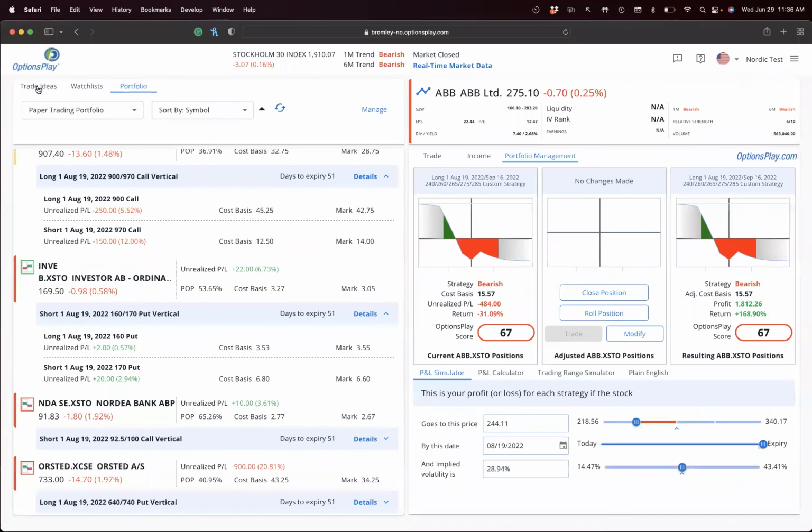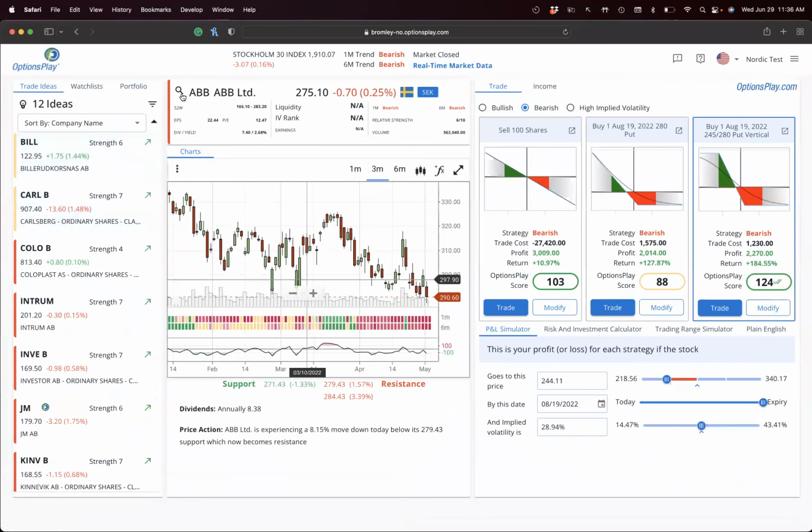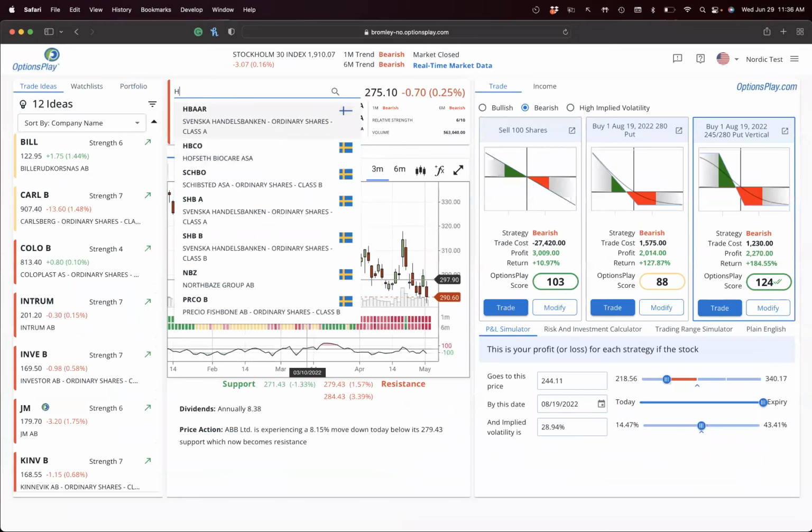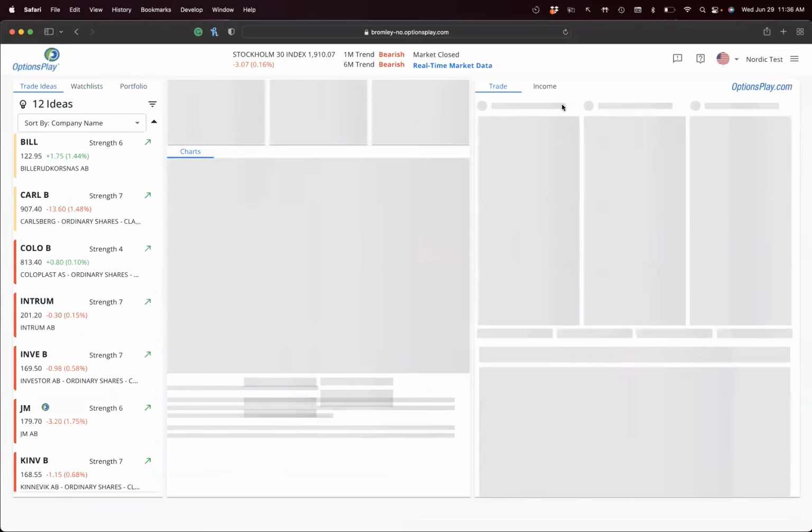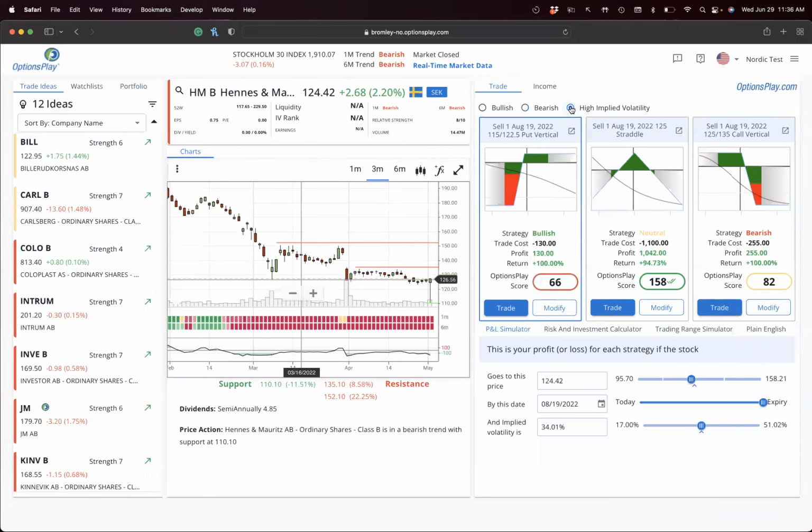So for any symbol that you type into the platform, let's say we're looking at H&M, and you want to sell premium in a name like H&M, you can now click on the high implied volatility strategy. It will automate the bullish credit spread, the bearish credit spread, as well as the short straddle. And you can see how much income you collect for each one of these strategies.